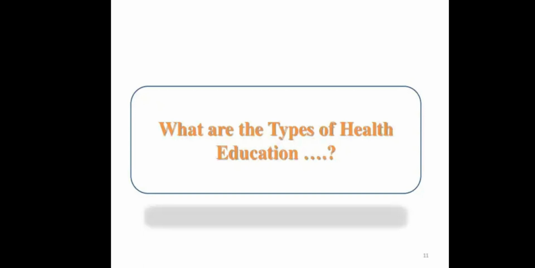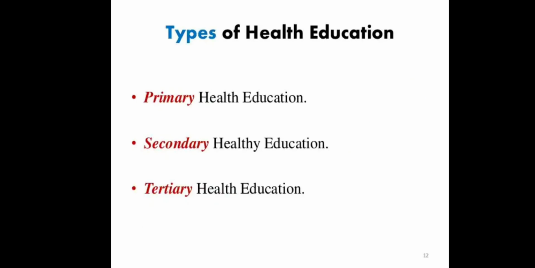Okay, so let me continue our discussion for this afternoon, for this day, to be exact. So let's proceed now to the types of health prevention. There are three types of health prevention: primary health prevention, secondary health prevention, and tertiary health prevention.